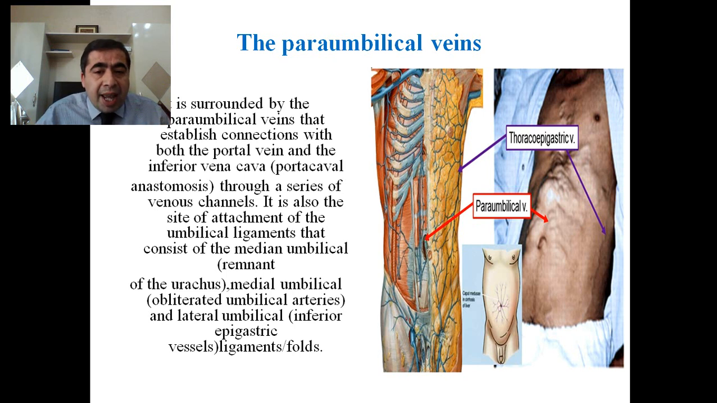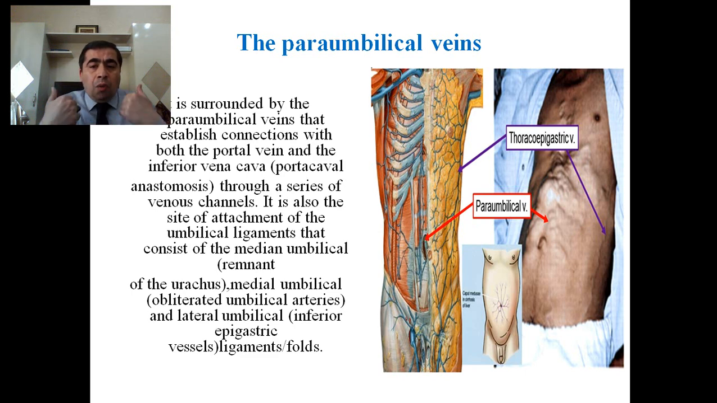They open directly into the portal vein. But on the anterior abdominal wall, within the vagina of the rectus abdominis muscle, it means the rectus sheath, here the superior epigastric vein from the system of the superior vena cava and the inferior epigastric vein from the system of the inferior vena cava make an anastomosis, and the paraumbilical vein is located between them.